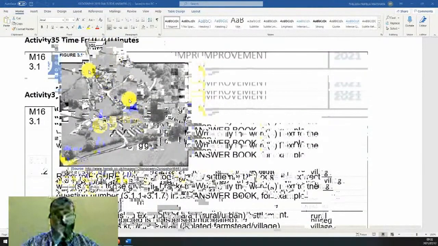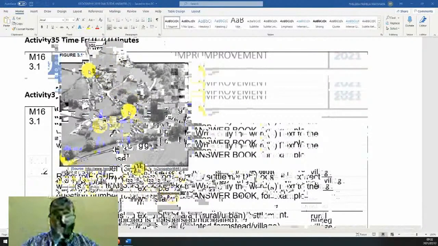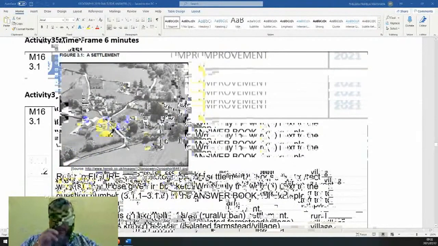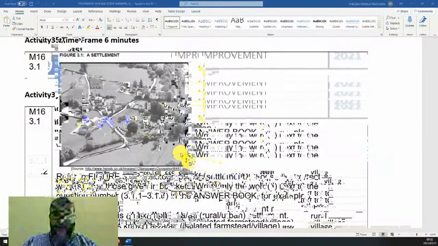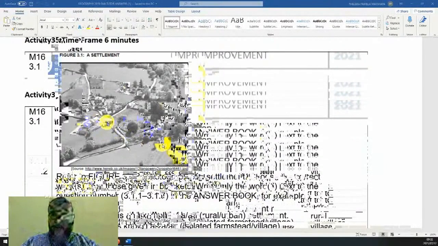It's an isolated farmstead. It is definitely rural. Very dispersed pattern. The settlement is known as an isolated farmstead or a village. Now, I remember this question. When it came in the exam, the answer given here was village. But to me, this looks like an isolated farm. It could be an isolated farmstead as well.